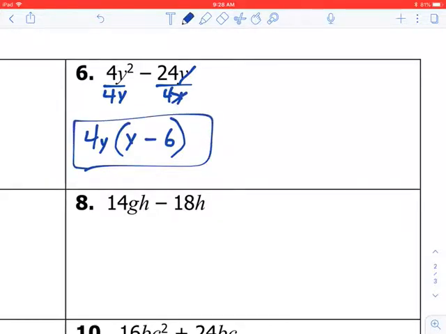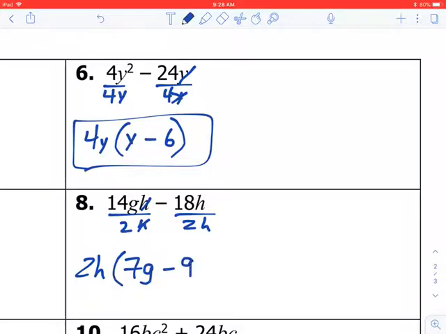Okay, same thing on number 8. 14 and 18 both divide by 2, and they both have an h. They both don't have a g, though, so I got to leave the g there. So 2h on the outside. 14 divided by 2 is 7, with a g left over, no h's. Minus 18 divided by 2 is 9, with an h canceled, nothing left over. There we go.